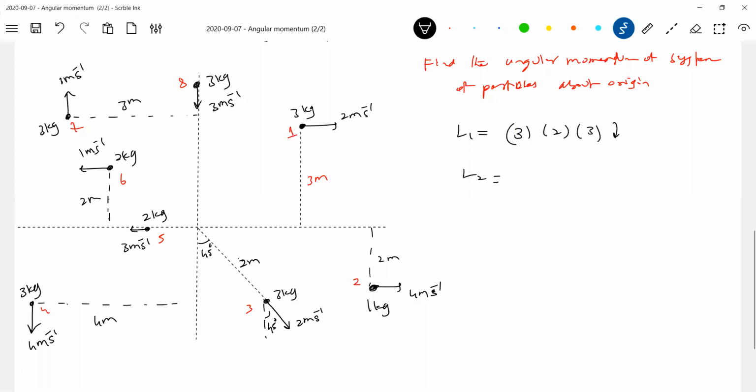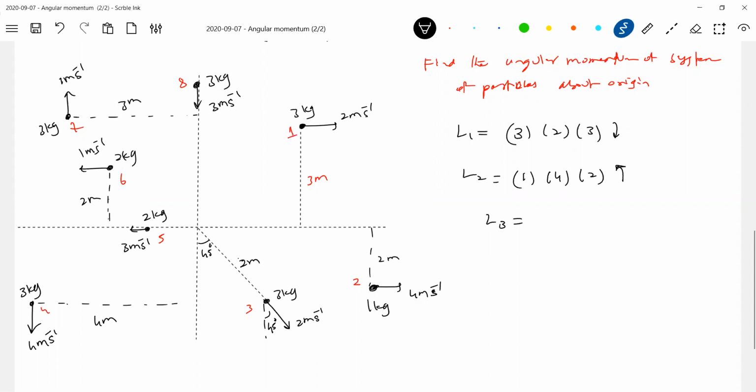Then for particle 2, mass of the particle is 1, speed is 4, perpendicular distance is 2 meter. This is the perpendicular distance. What about the sense? Sense will be anti-clockwise. So this is very much basic, everyone must learn. It's very important. And now particle 3.